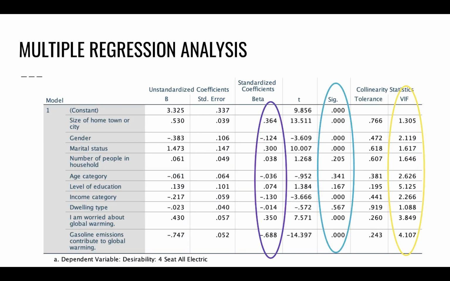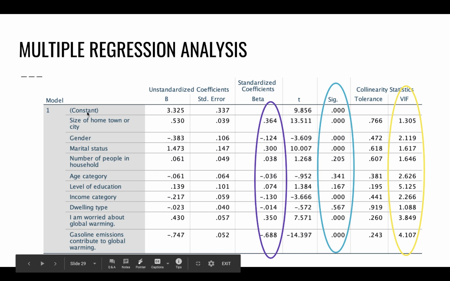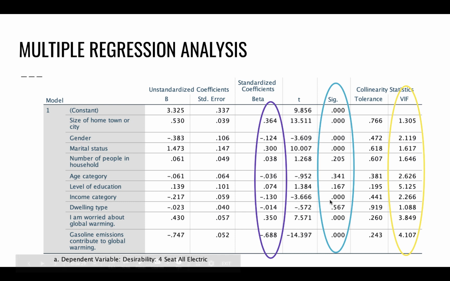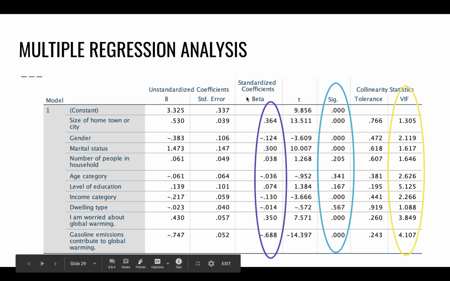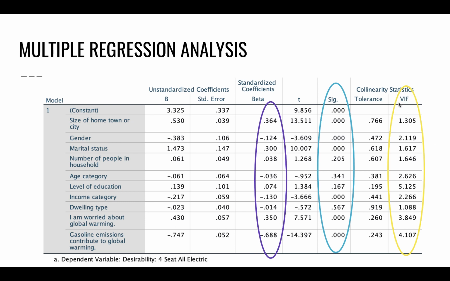So therefore we have a second table, and this table breaks it down for each of the independent variables, shows you the significance value for each of the independent variables, and then shows you the standardized beta coefficients, which is an indication of the strength of their influence on the dependent variable, and shows the variance inflation factor. So let's start with the first thing, significance.